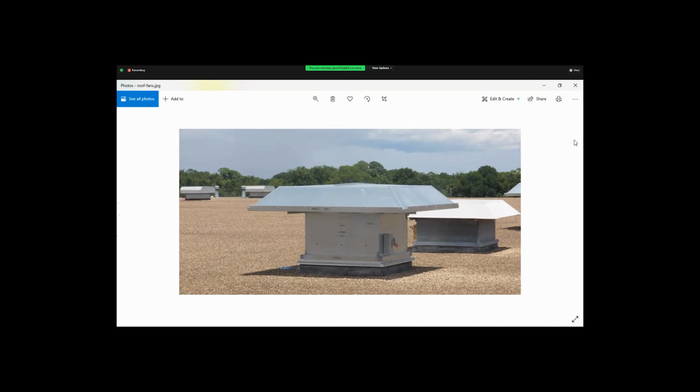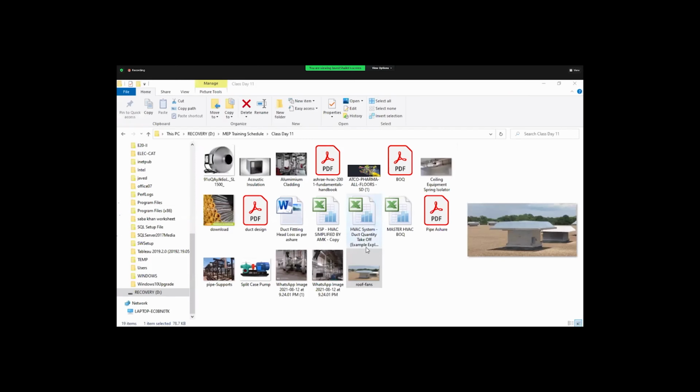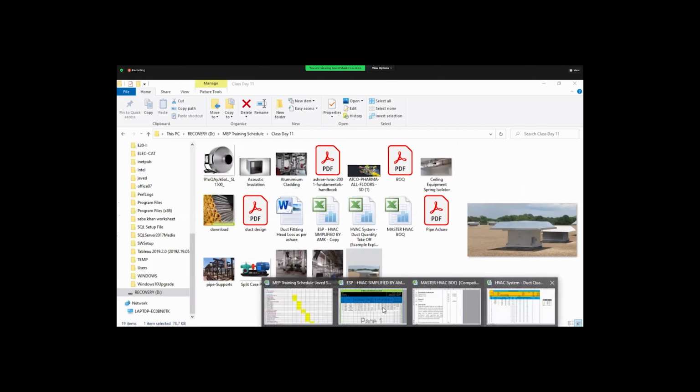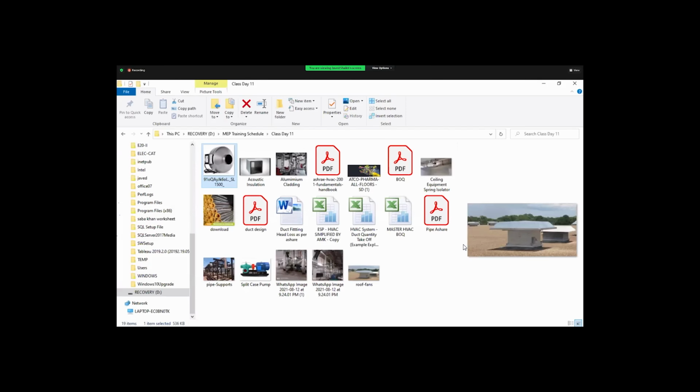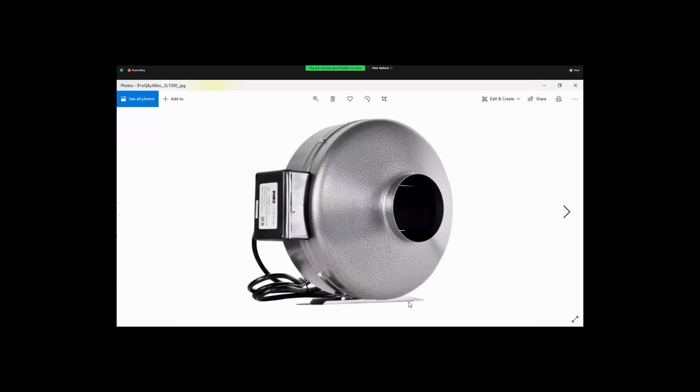This is the look of a rooftop fan, and the next is the inline fan. This is how an inline fan looks in the case of ceiling mounting, for the extract or exhaust fan. Here you can see there is a plate, so we have to put the tie rod here and mount it on the ceiling. It sucks here and throws out from here. This is also one type of extract or fresh air fan, called an inline fan.